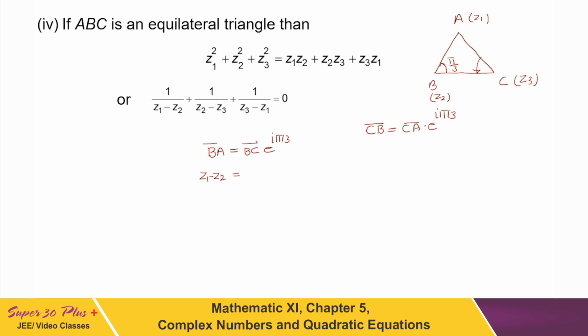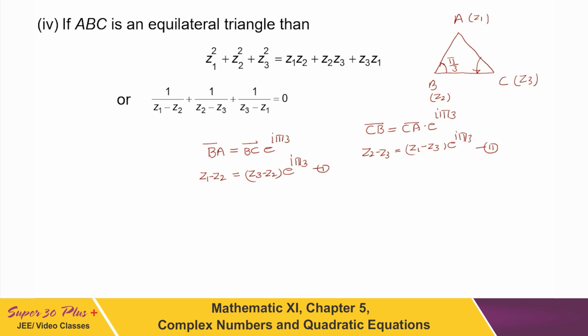Then it is equal to BC. What is the BC? Position vector of C minus position vector of B into e to power iota pi by 3. This is equation number 1. And BC, it is Z2 minus Z3, is equal to CA, Z1 minus Z3, e to power iota pi by 3. Now we are going to simplify it, or we can say equations first and second solve simultaneously.